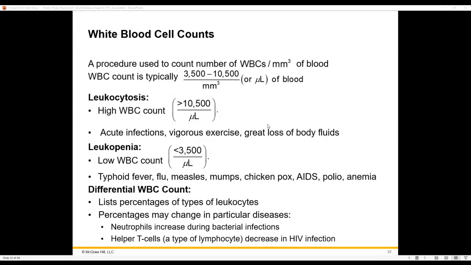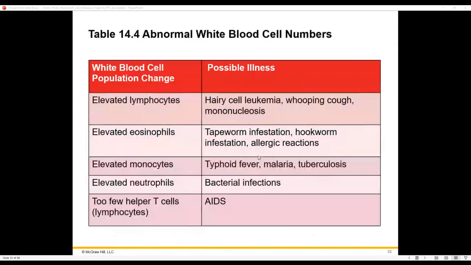Sometimes you may have a differential done for your white blood cell count. This lists the percentages of the different types of leukocytes. The percentages may change in particular diseases. For example, neutrophils increase during bacterial infections, and helper T cells, which are a type of lymphocyte, decrease when there's HIV infection. And this shows these different abnormal white blood cell numbers with some of their reasoning and why it happens.